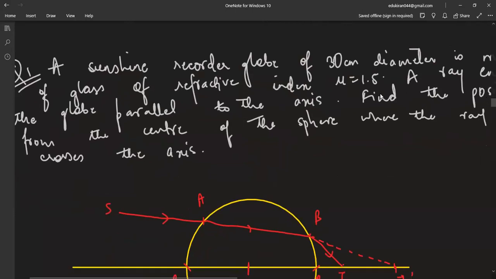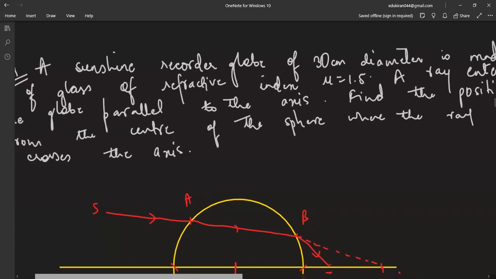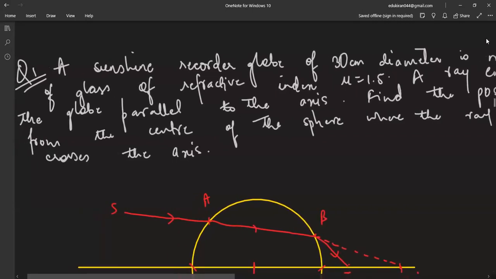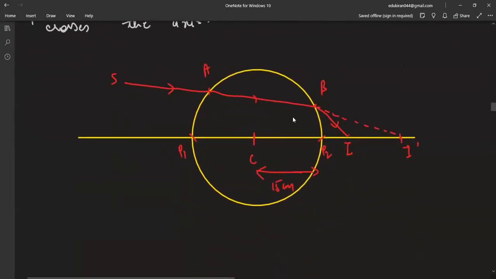Refractive index is given and 30 centimeter diameter is given. Okay, so the other medium is here. So one more refractive index you have. See what all information we have with us. Refractive index of air, this is 1. Refractive index of glass, this is 1.5. This you already have. 1.5 is for glass and 1 is for outside air.